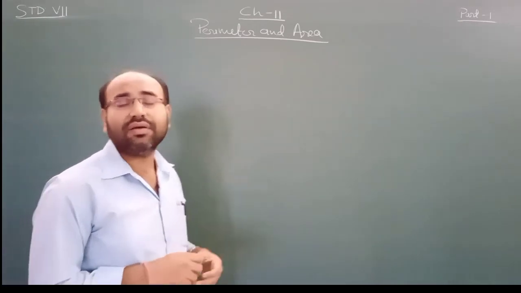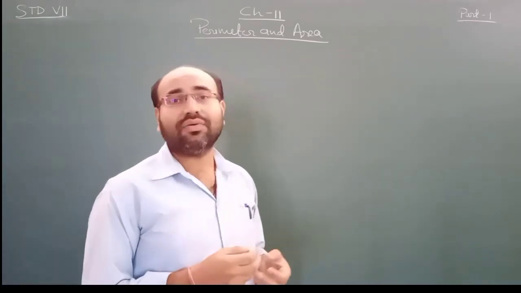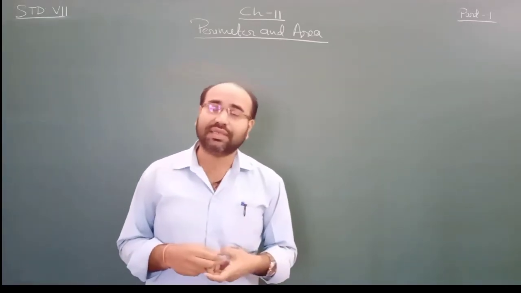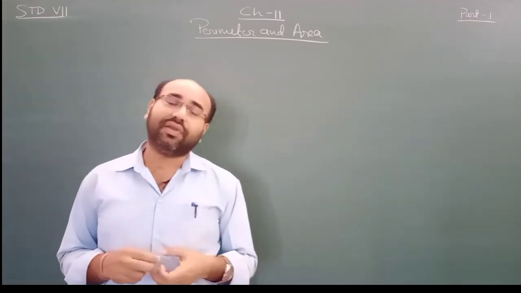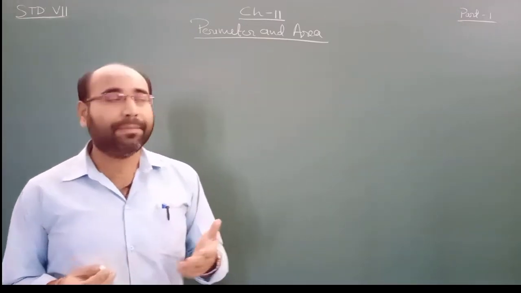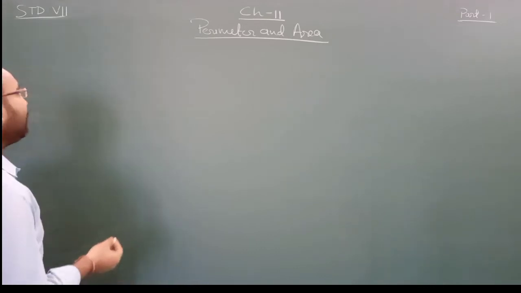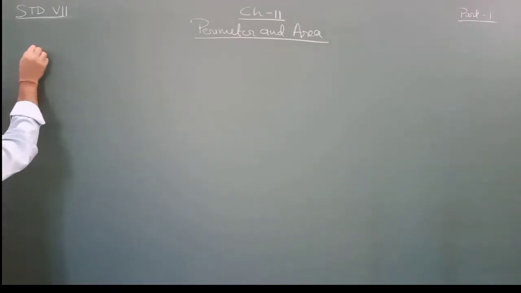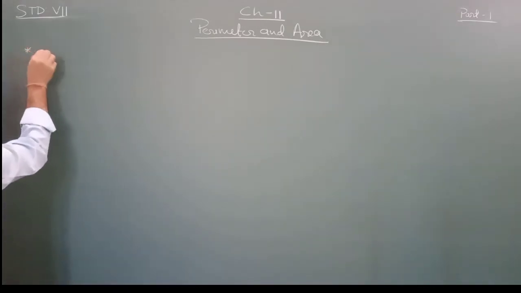That is the area of the board, and for that we know the formula: area of square is side into side, and area of rectangle is L into B. So I am writing the formulas again, and after that we will start with the exercise.